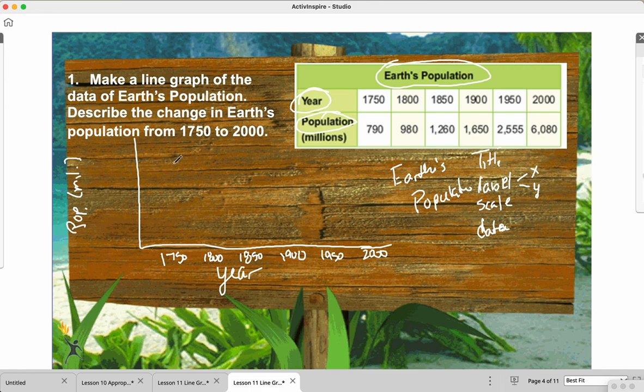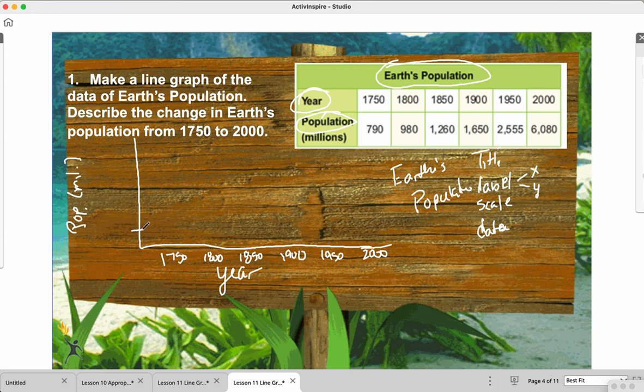Then we've got a range here from as low as 790 to 6,800 million. That's a huge range. So I've got a range of almost 6 billion. I probably can't make my scale 10 millions or 50 millions. My scale is probably going to have to be in billions.